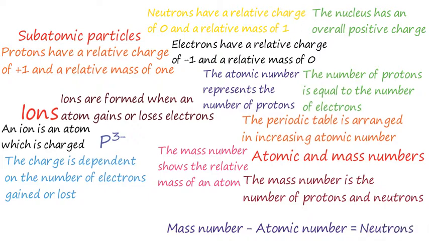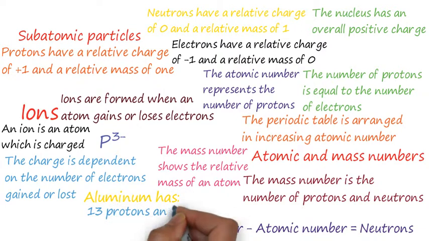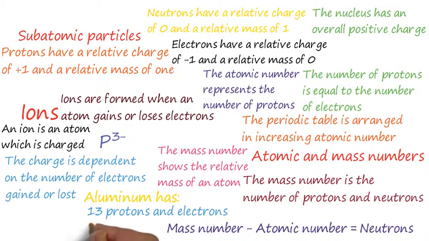You can take the atomic number away from the mass number to work out the number of neutrons in the nucleus. Now, given a periodic table, you should be able to work out the number of protons, electrons and neutrons in any element. For instance, find the number of protons, electrons and neutrons in an atom of aluminium. The atomic number is 13, and so the number of protons is 13 as well. This also means that the number of electrons is 13. The mass number is 27, so the number of neutrons is 27 minus 13, which equals 14. If you were asked for a 3+ ion of aluminium, the number of electrons would be 10.